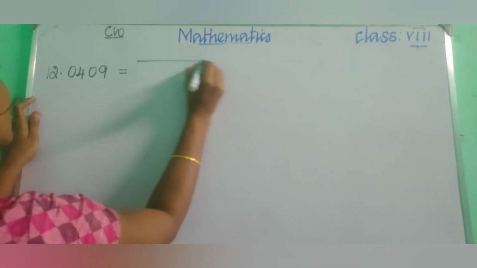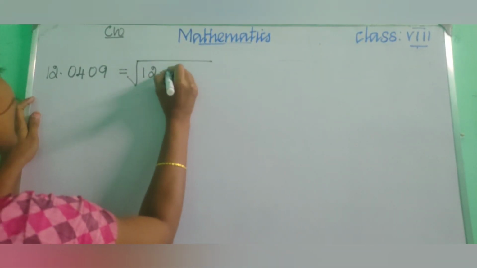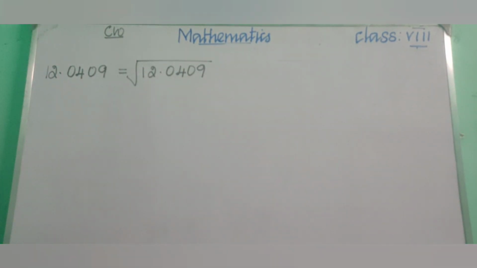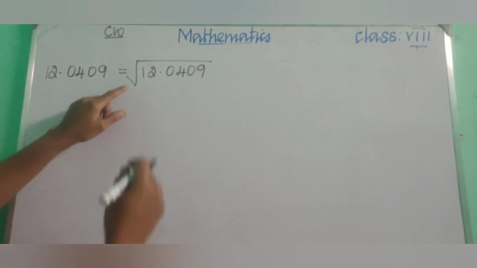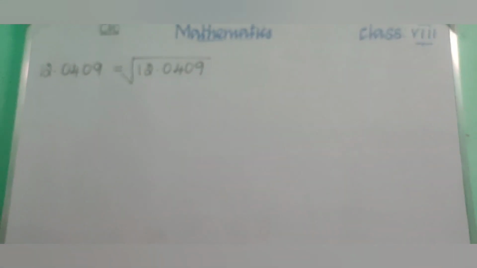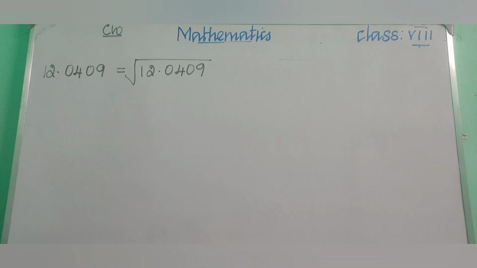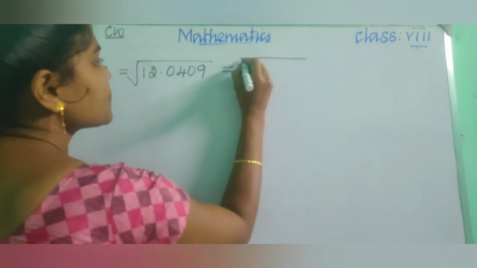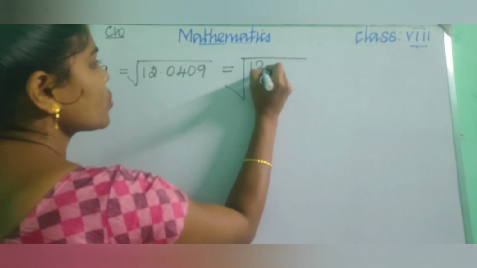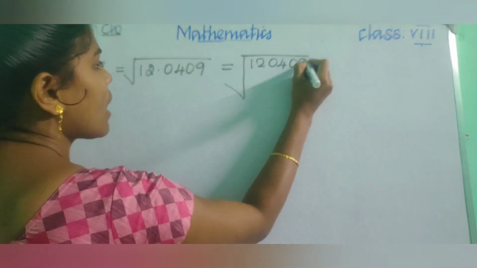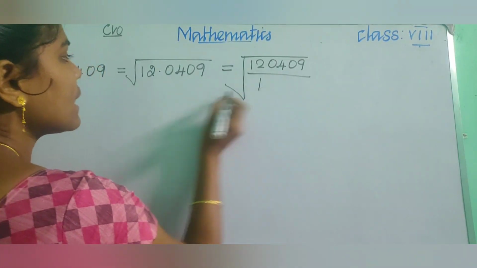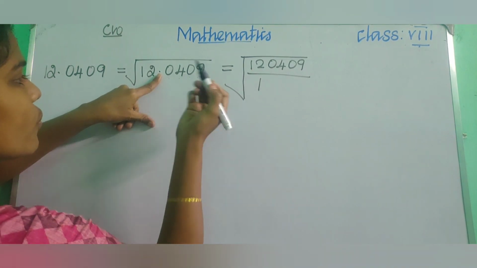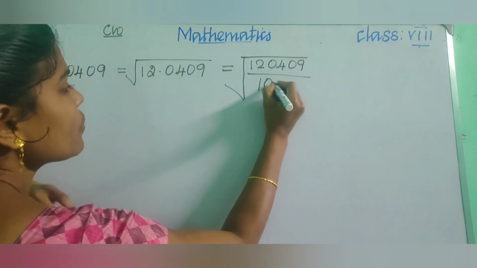So let me write it as root of 12.0409. Okay, children. So let me write this by removing the decimal point. Okay, so 12.0409 divided by 1, and how many digits are there after the decimal point? 1, 2, 3, 4. Okay, 4 digits, right? So that we can put 4 zeros.